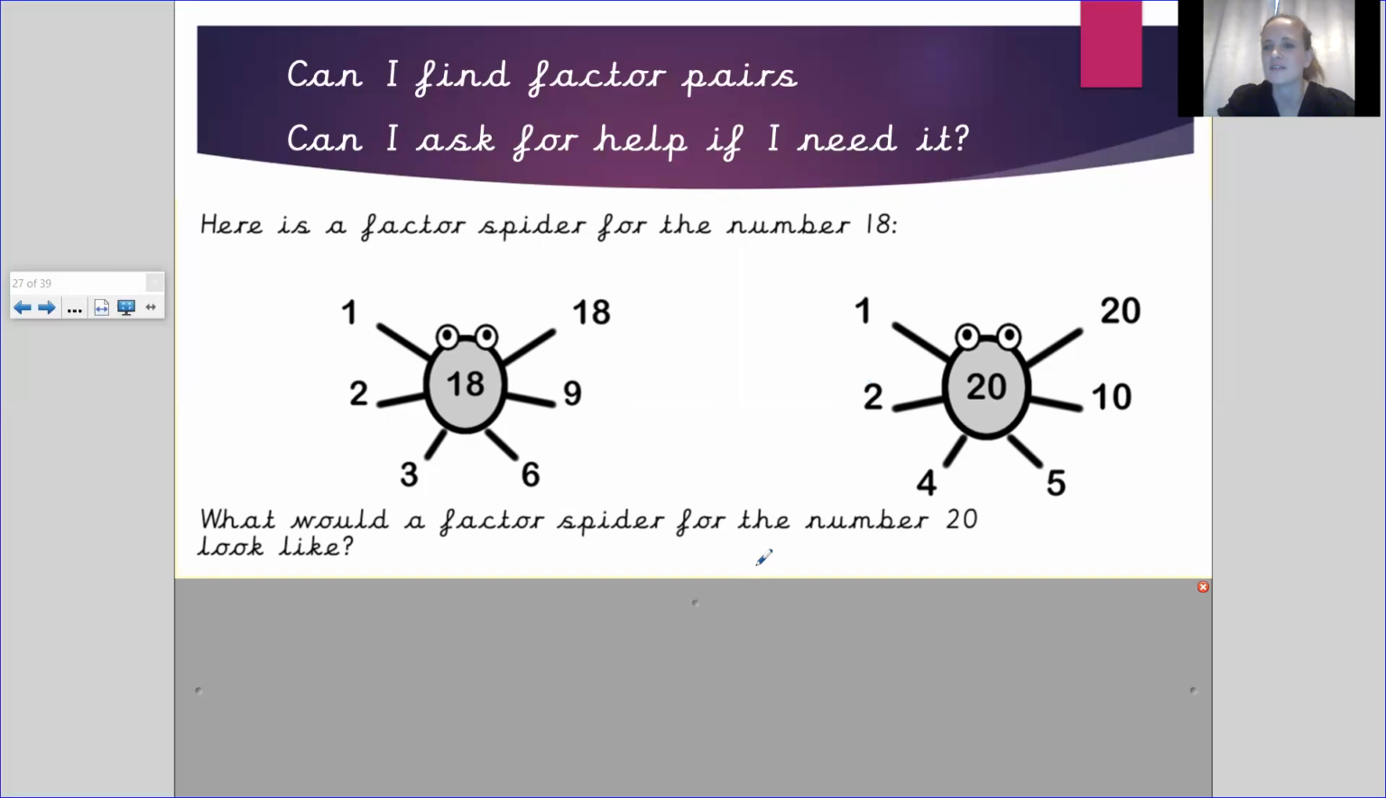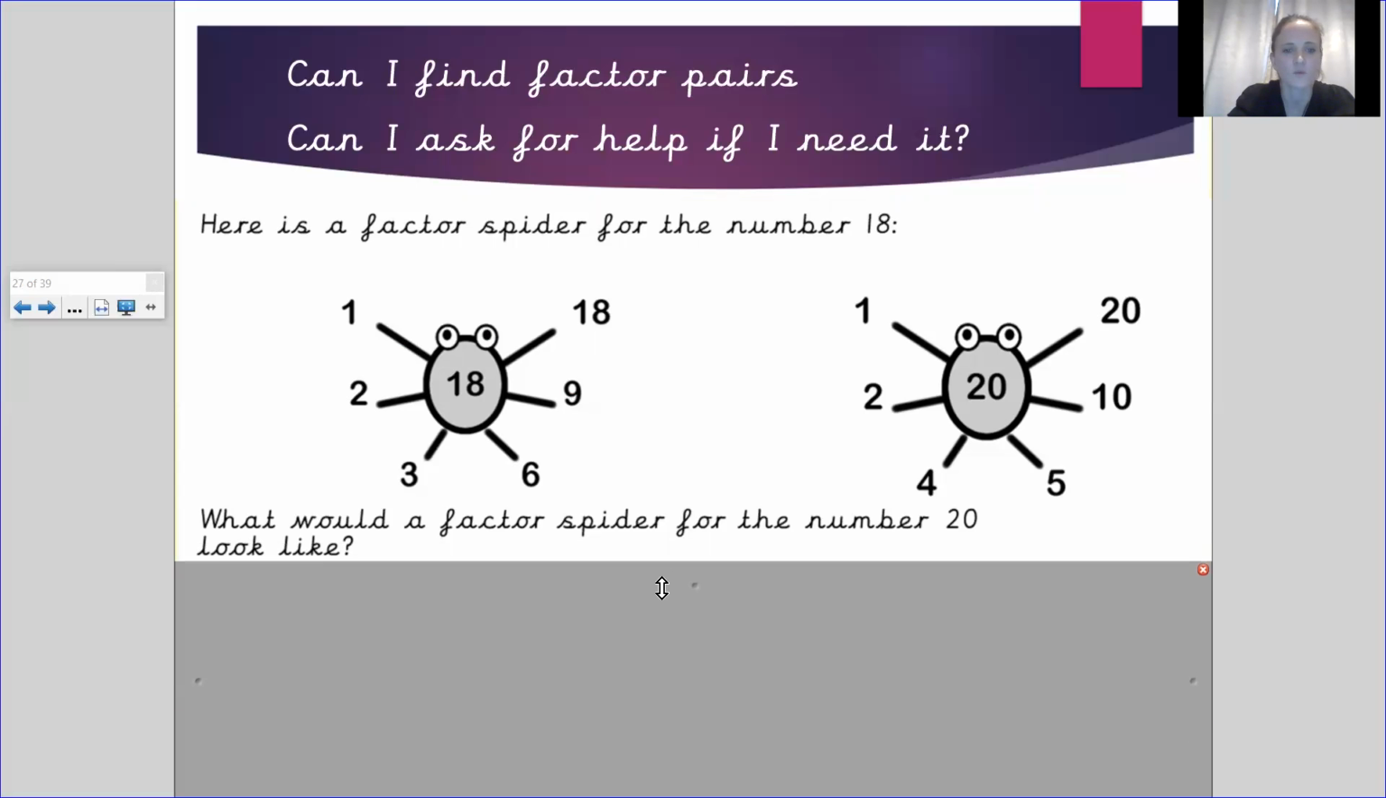But you'll start finding that as soon as we've used all the numbers, we can see that we've got all the numbers we need. So we've got 4 and 5. We have 2 and 10. We have 1 and 20. We don't need to say 20 and 1, 10 and 2, 5 and 4, because we've already got those numbers, because we know that either way, 4 times 5 is 20, the same as 5 times 4 is 20. Okay, so that would be what it looks like.